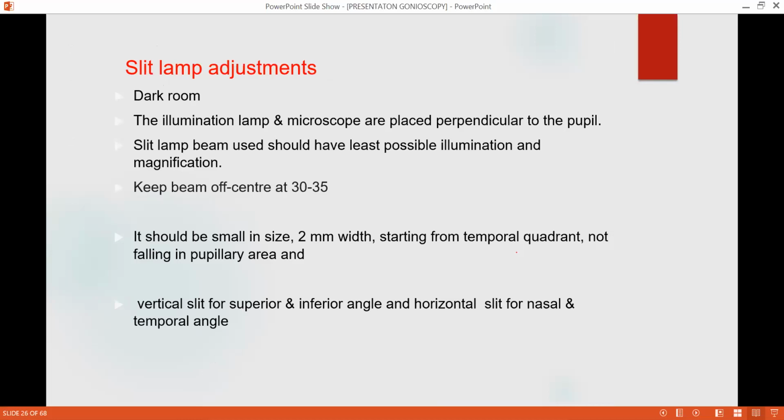Preferably, the procedure should be done in a dark room. The illumination lamp and the microscope are placed perpendicular to the pupil, and keep the slit lamp beam slightly off center by 30 to 35 degrees, because if you throw light directly on the pupil, it will constrict the pupil and falsely open the angle. The slit width should be small, and 2 mm width is sufficient to see the angle structures. For examining the superior and inferior angle, the slit should be kept in vertical position, and for nasal and temporal angles, the slit is to be kept in horizontal position.